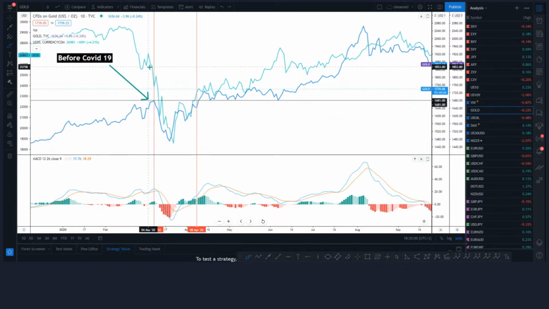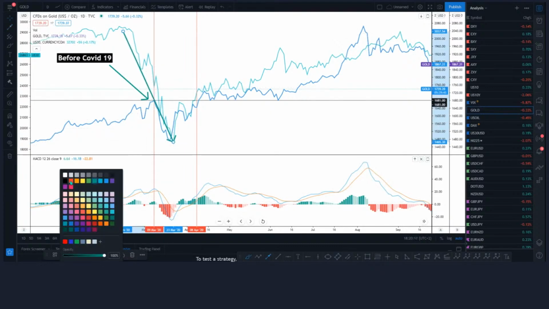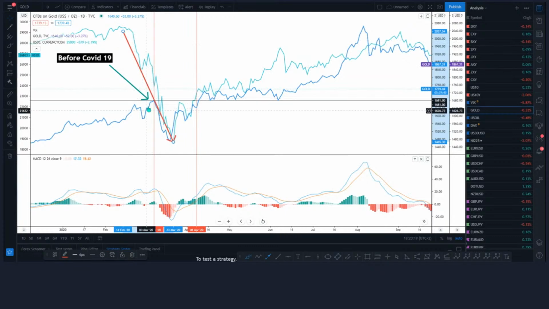Amazing. Okay, so why did the gold fall? Because investors had to close their gold position because they lost so much in the Dow Jones, equity and stock fall. Okay, guys, so they had to close the gold. So the gold came down for liquidity purposes. Okay, so keep this in mind.